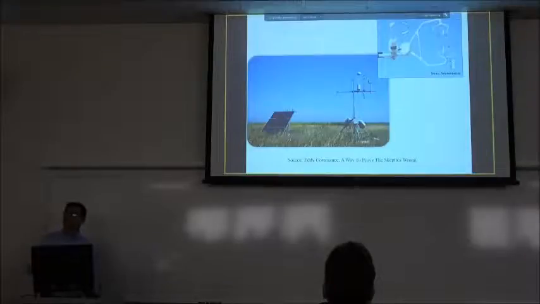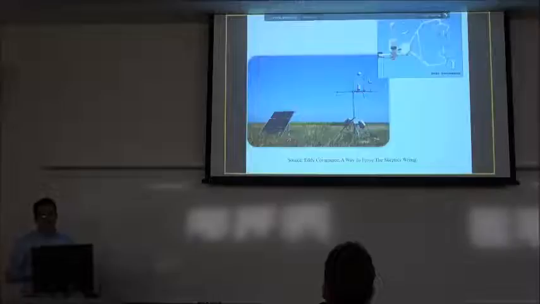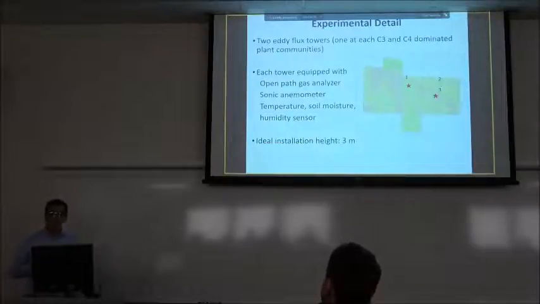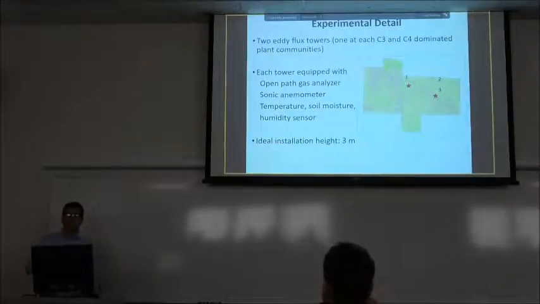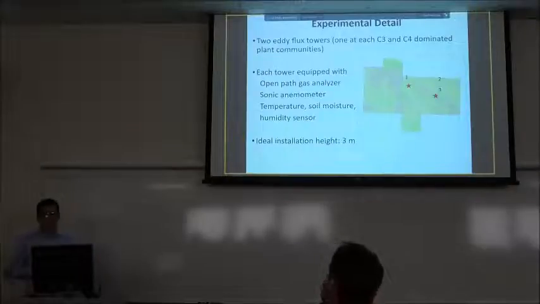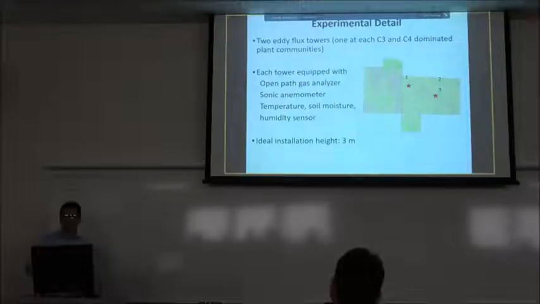So this is the typical representation of the eddy flux tower I am talking about. We are installing this tower which has two special components. One is the three-dimensional sonic anemometer, which will be used to measure the vertical wind speed, and the next one is an open path gas analyzer, which measures the CO2 concentration. We'll be installing two eddy flux towers, one at C3 dominated grassland communities and one at C4 dominated grassland communities, as represented by the asterisk in plot numbers 1 and 3.